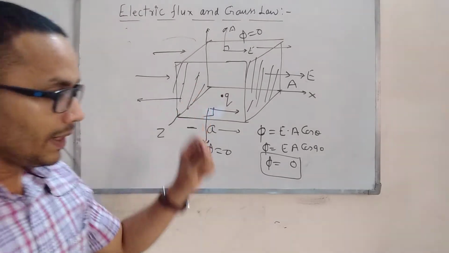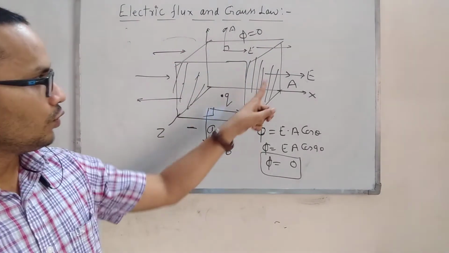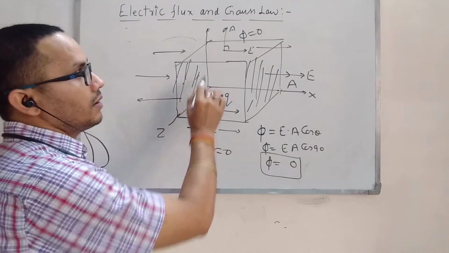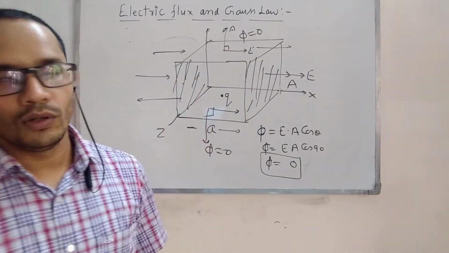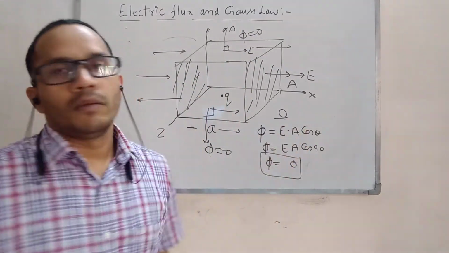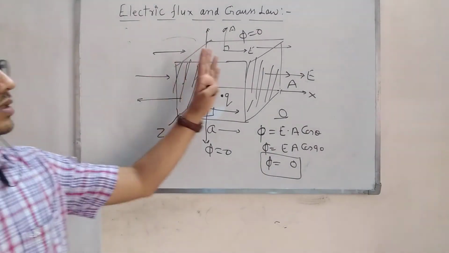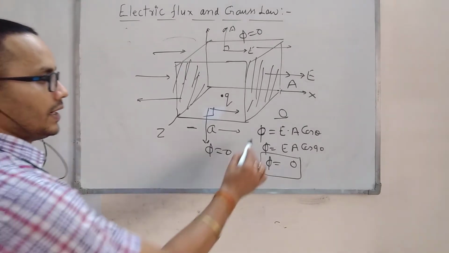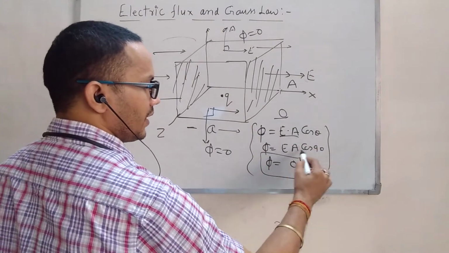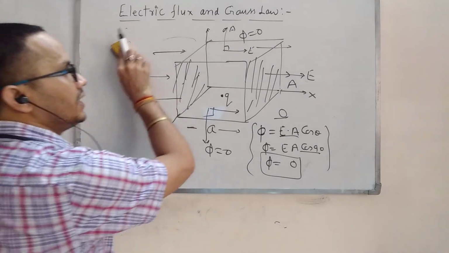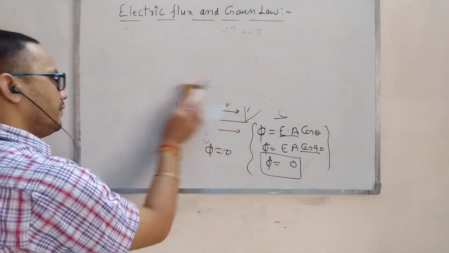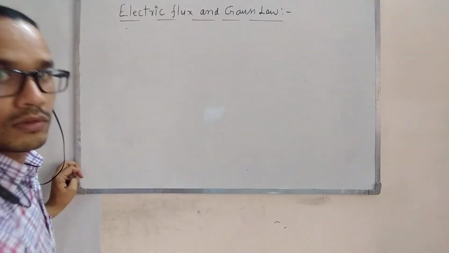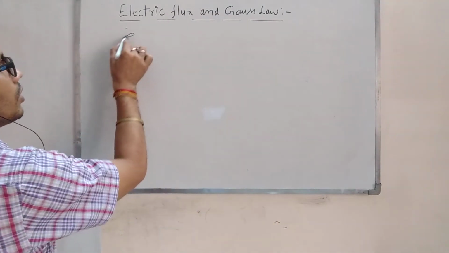Okay, it means out of 6 phases, only 2 phases, right side and left side phases, will pass the electric flux. Otherwise 4 surfaces will pass 0 flux. Okay, this is the methodology. So you have to remember it. If angle between the electric field and area vector is 90 degree, it means it does not allow any flux to pass. Now the topic is Gauss law.